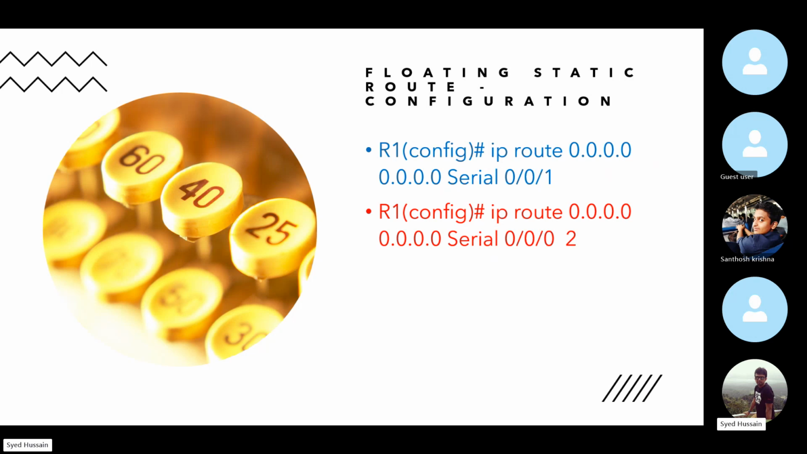You can see the IP route I'm giving as a default route here: ip route 0.0.0.0 0.0.0.0 serial 1 on a single router, and the second is ip route 0.0.0.0 0.0.0.0 serial 0/0/0, and I'm giving 2 as my administrative distance, because the default route has an administrative distance of 1. If I change it to 2, it will first go with the priority one. If the primary is down, then it goes with the secondary one. Hope you guys understand.